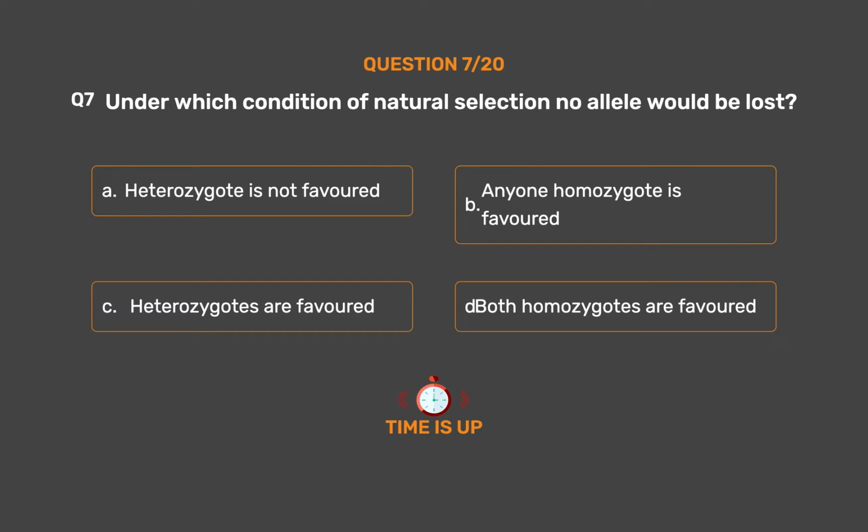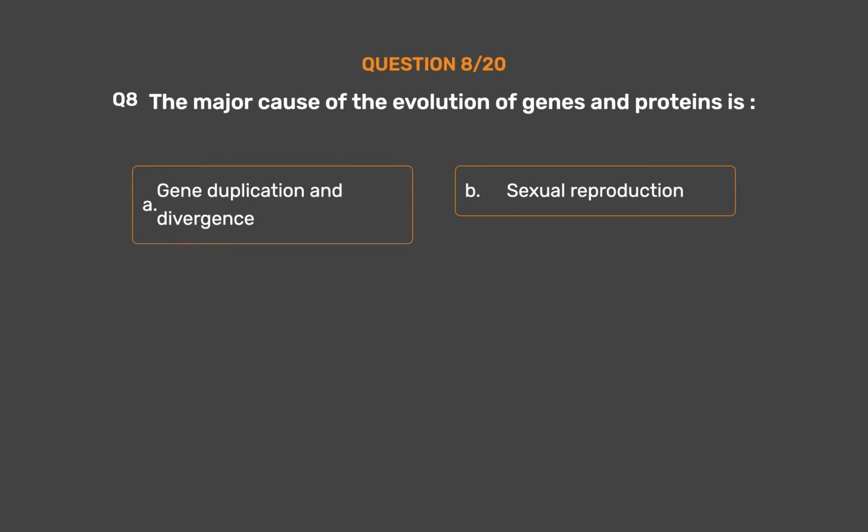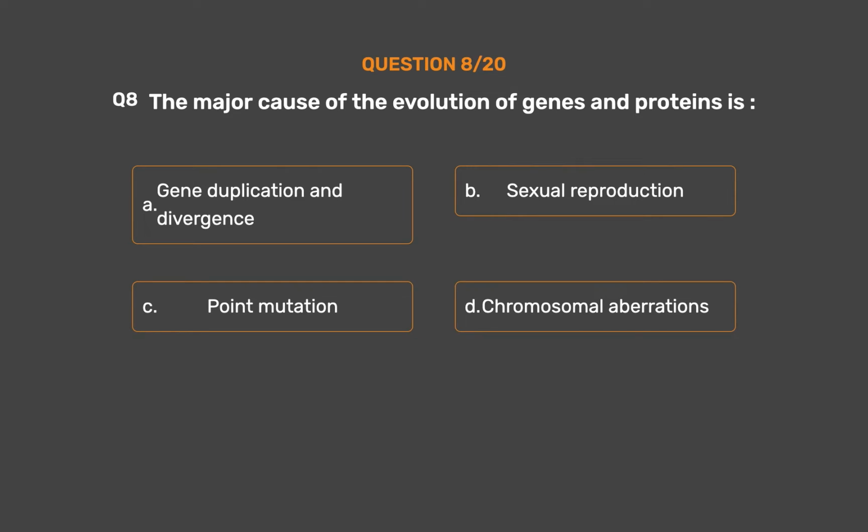The correct answer is Option C. Heterozygotes are favored. Question number 8. The major cause of the evolution of genes and proteins is Option A. Gene duplication and divergence. Option B. Sexual reproduction. Option C. Point mutation. Option D. Chromosomal aberrations.